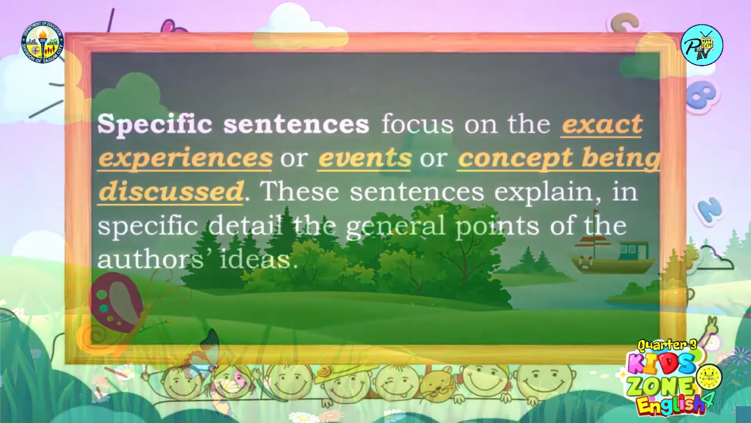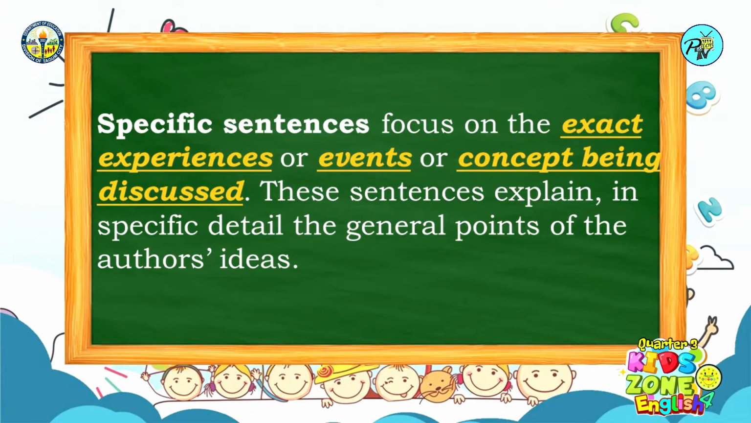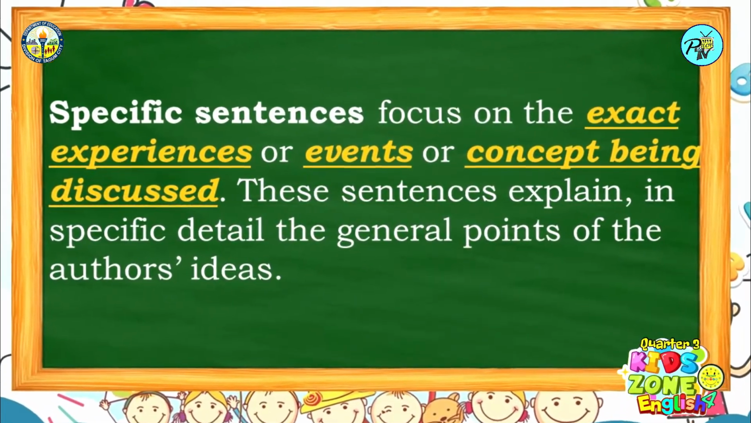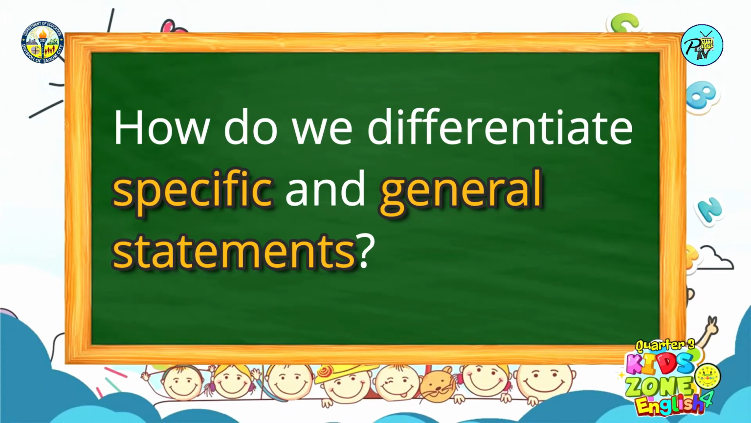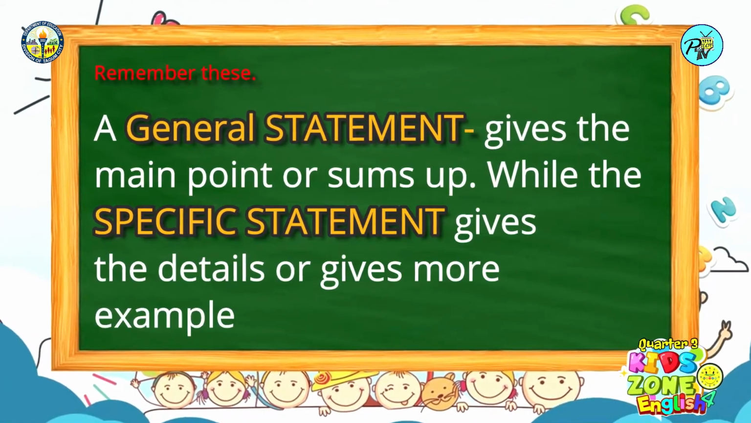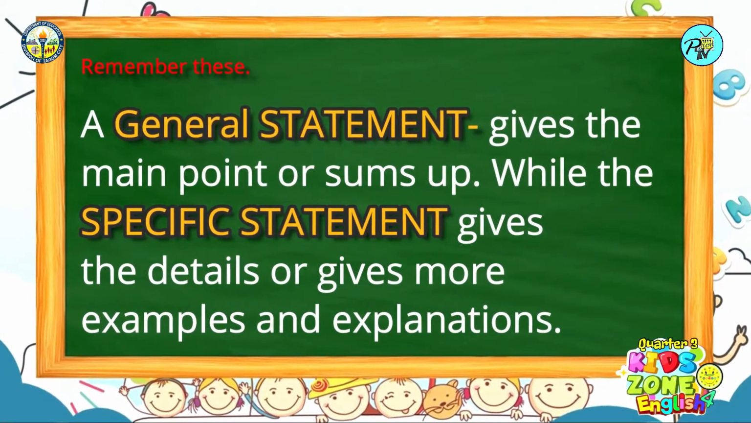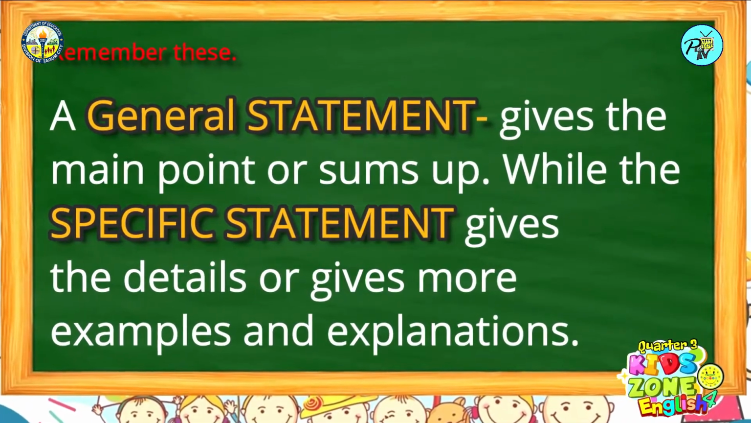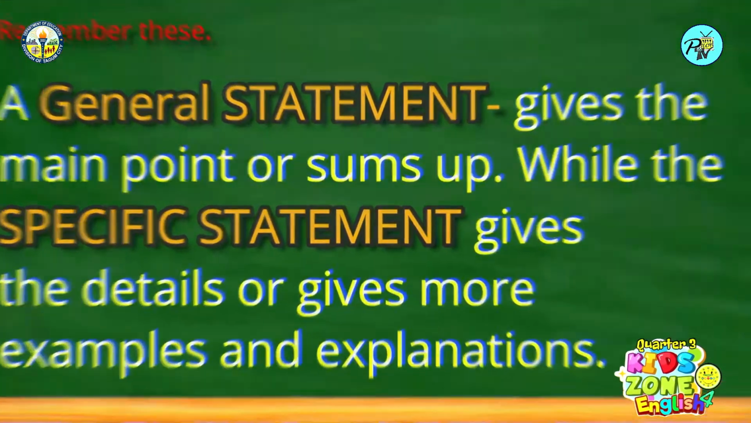Specific sentences focus on the exact experiences or events or concept being discussed. These sentences explain in specific detail the general points of the author's ideas. How do we differentiate specific and general statements? Remember this: A general statement gives the main point or sums up, while the specific statement gives the details or gives more examples and explanation.